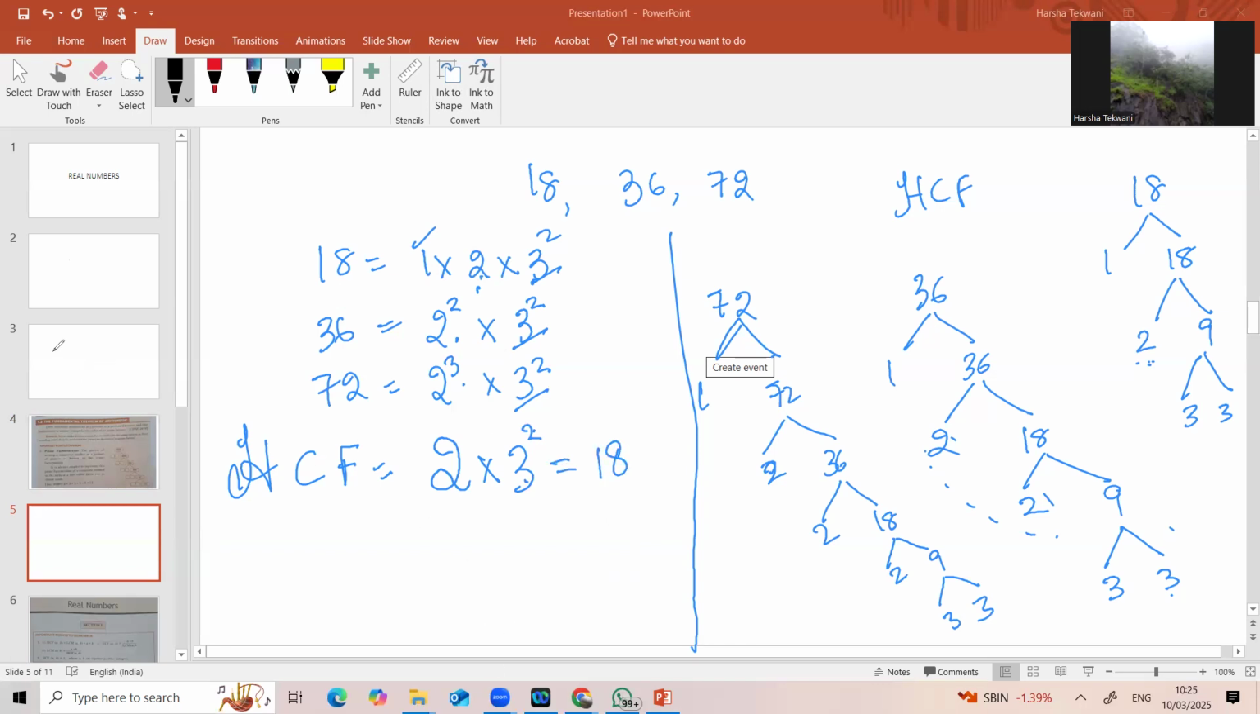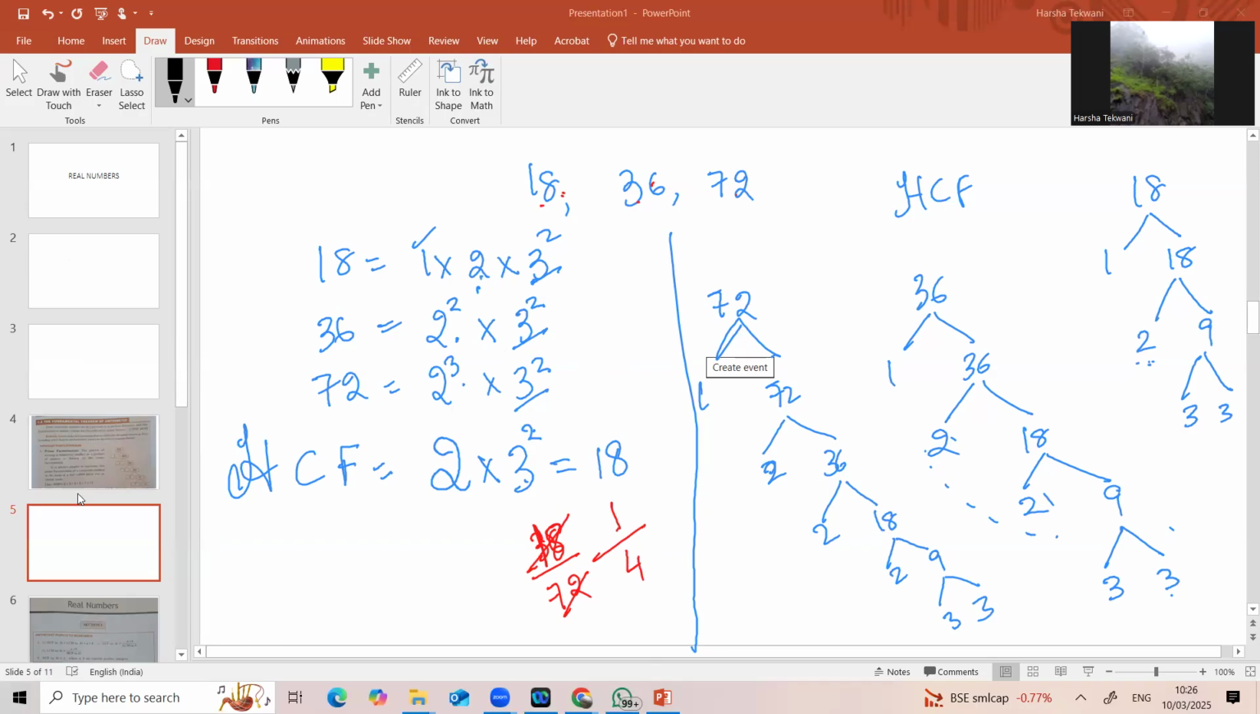Guys, 18 is the highest common factor of 18, 36, and 72, which means I can divide all these numbers by 18. Where do we use the concept of highest common factor? For simplifying. Suppose you have a fraction 36 by 72, or let's say 18 and 72. You know that 18 is the highest common factor of it. 18 ones are 18, 18 fours are 72. So you are finishing your simplification quickly. So this is the concept of HCF.